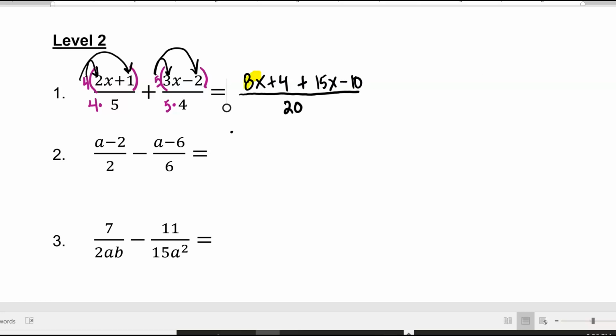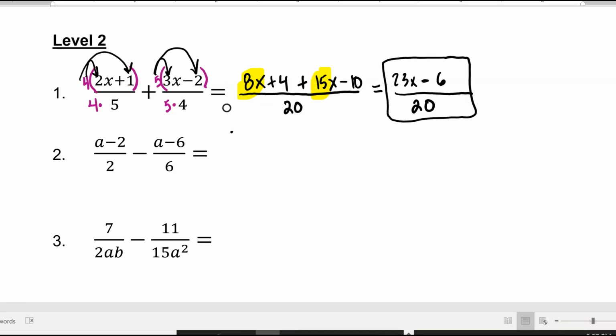And now we put our like terms together. So 8x plus 15x is 23x. And then we have 4 minus 10, which is negative 6. All of that divided by 20. The only thing you need to do now is decide whether you can reduce this fraction. And if you can't factor anything out of the denominator or the numerator, then you can leave it like it is. All right, moving on to number 2.